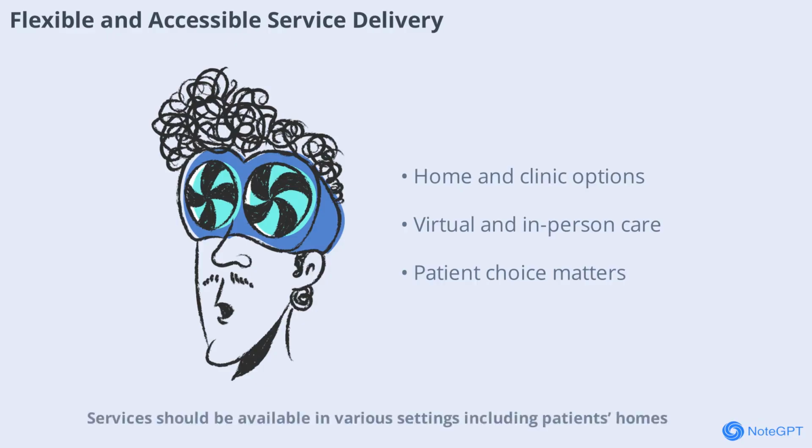Flexibility and accessibility are essential for meeting the diverse needs of palliative patients. Services should be available in various settings, including patients' homes, outpatient clinics, and community centers. Offering both group and one-on-one sessions allows patients to choose what works best for them. Virtual and hybrid models can help overcome geographic barriers, making it easier for patients to access care. However, it's important to ensure that technology does not create new barriers for those less comfortable with digital tools. Ultimately, flexible service delivery ensures that rehabilitation is available throughout the patient's journey, regardless of changing needs or circumstances.